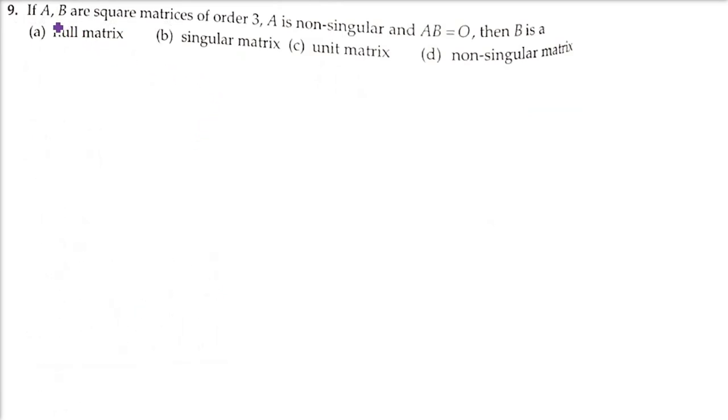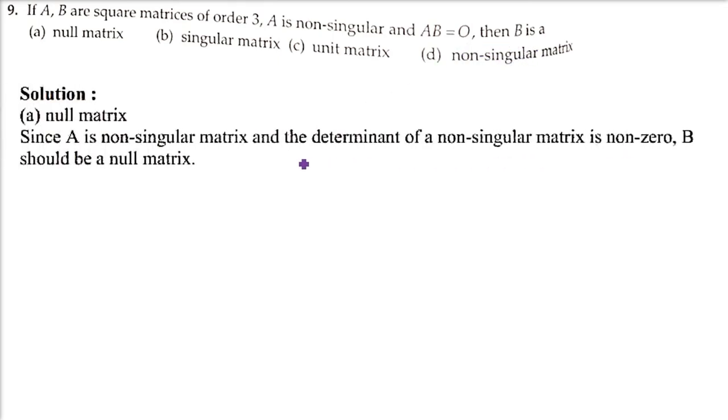That will come again. If A, B are square matrices of order 3, A is non-singular and A into B is a null matrix, then B is. See, non-singular, singular we have not discussed. We are going to see in the determinants. But I'll give you a hint. Singular matrix and non-singular matrix: if the determinant of the matrix is 0, then it is called singular, otherwise non-singular. If it is singular, the determinant has to be 0.